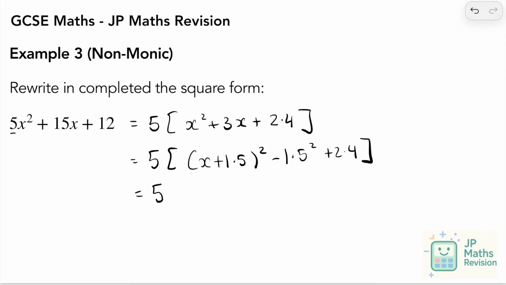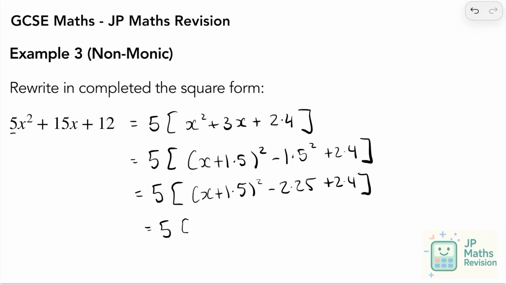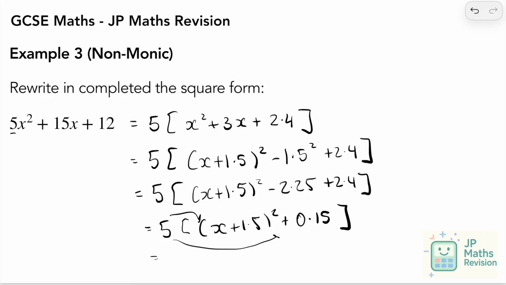So that's going to be 5 bracket x plus 1.5 squared minus 2.25 plus 2.4. And then that is going to be x plus 1.5 squared, so minus 2.25 plus 2.4, that's going to be 0.15. So then the final step is to multiply both things by the 5. So we're going to have 5 bracket x plus 1.5 squared, and then 0.15 times 5, that is equal to 0.75. So that is the answer to that question.